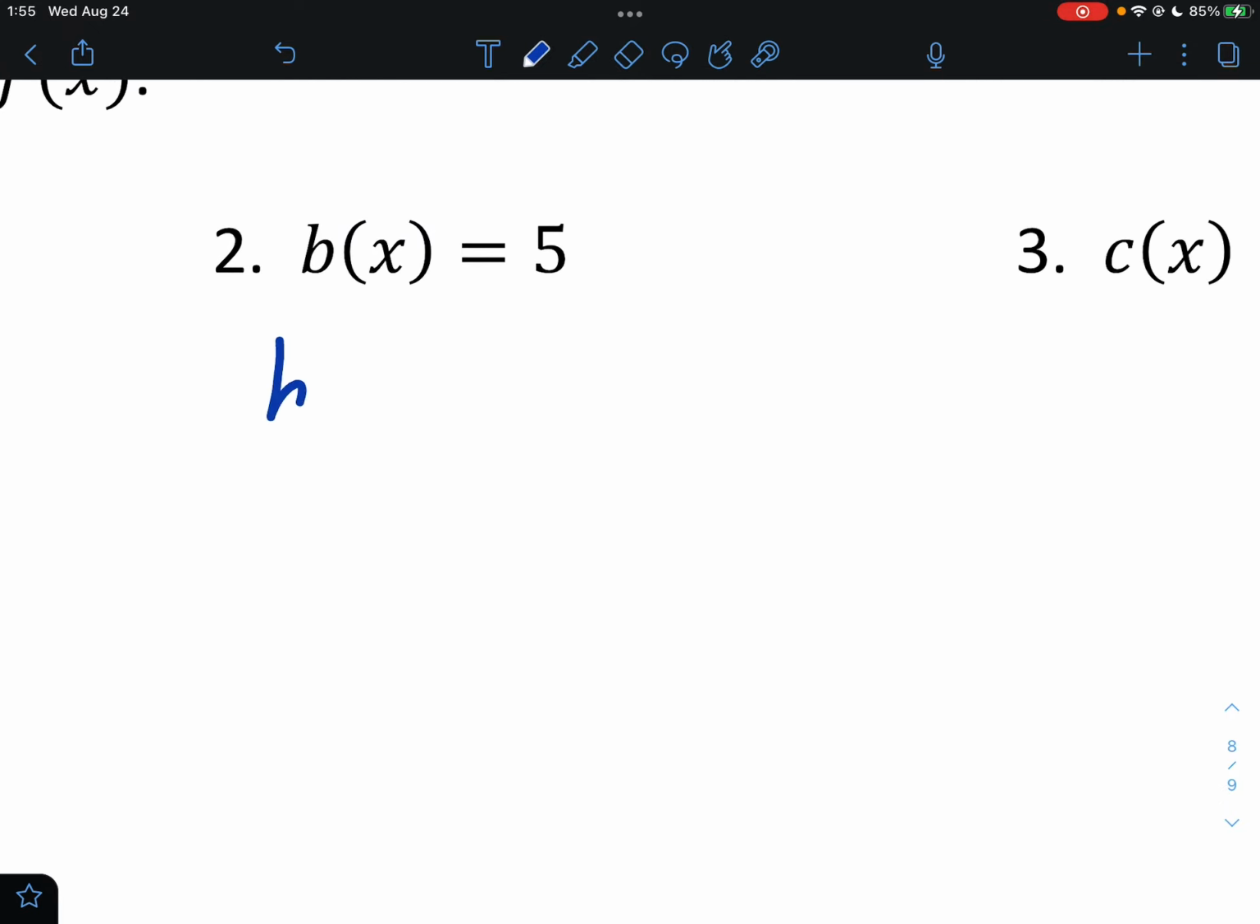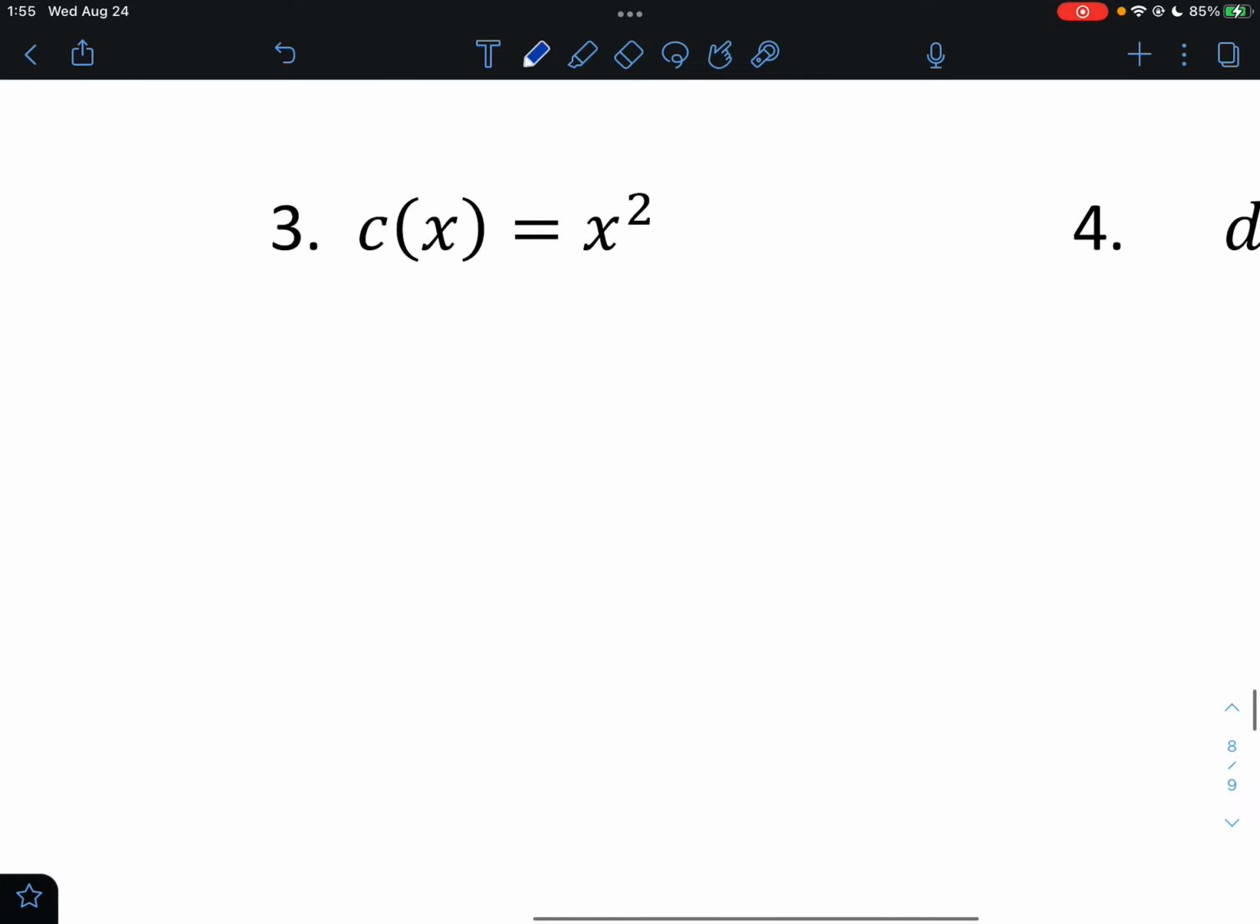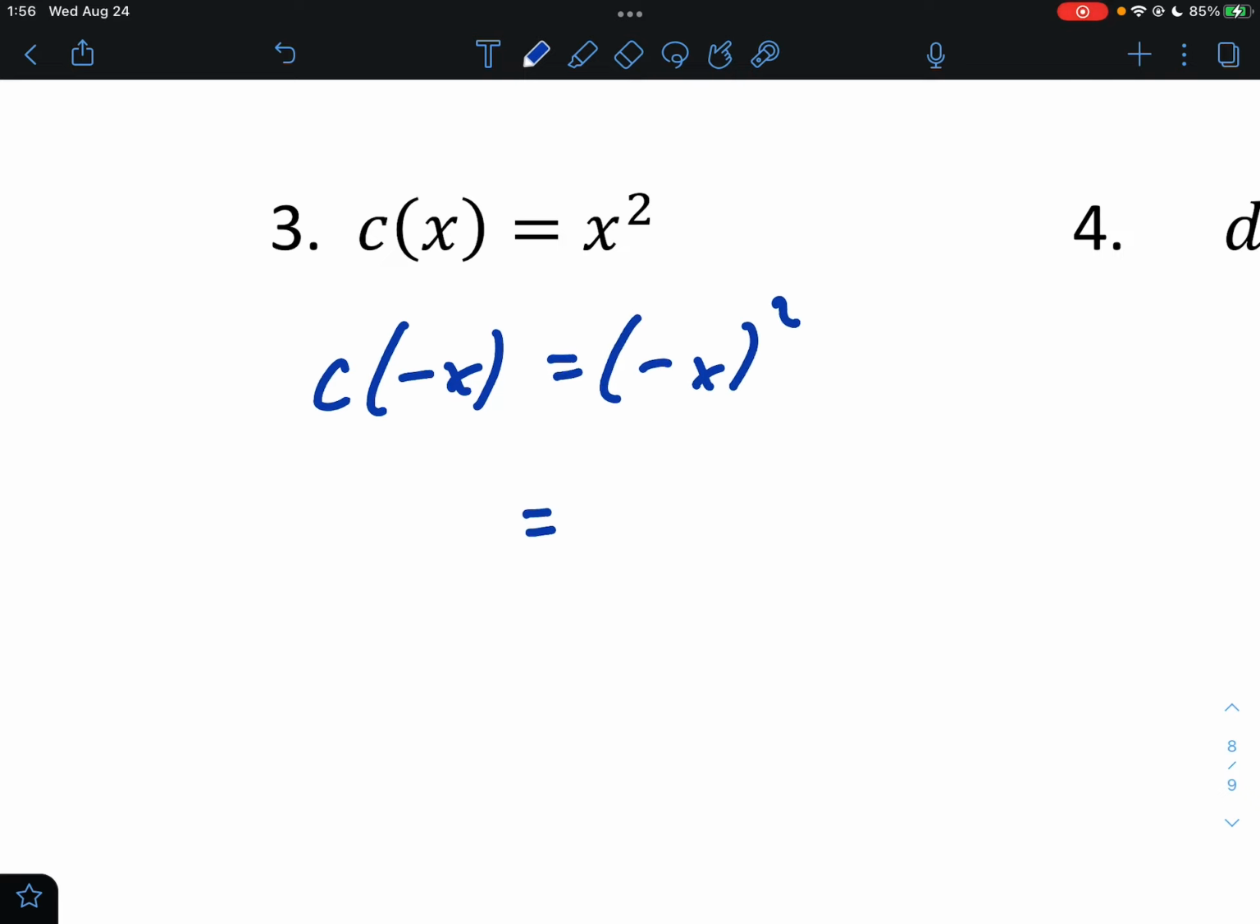All right, so now to evaluate b of negative x, well, there's nowhere to even put that, so b of negative x must be 5. Since these two are equal, you're done. It's even. You don't have to check if it's odd. It can't be both even and odd. So we're just going to go even, and then we're done. Number 3, c of negative x is negative x squared. Okay, negative x squared is x squared. And this is the same as the original function. So this one again is even, and we don't have to check odd.